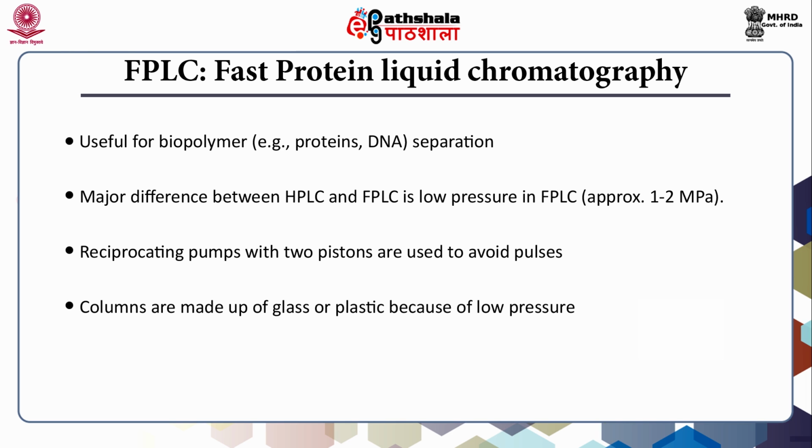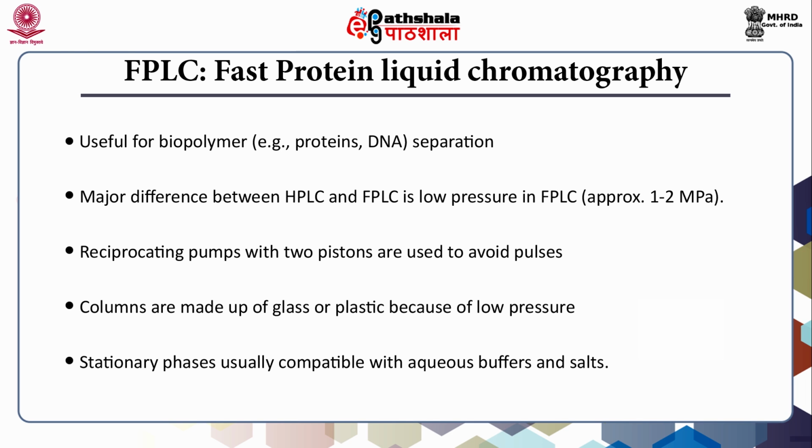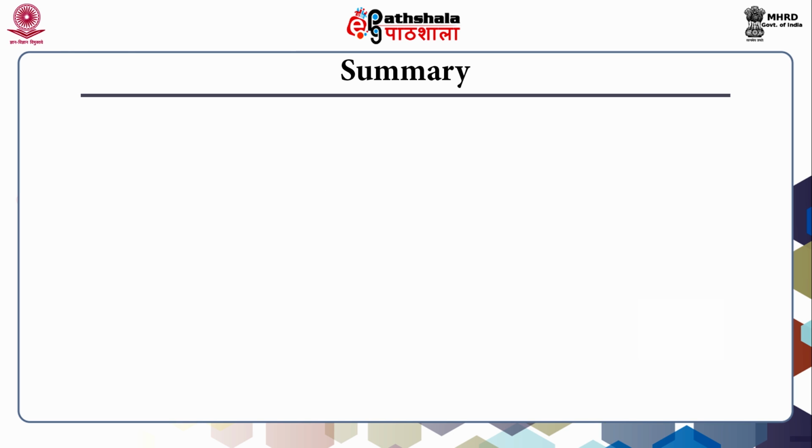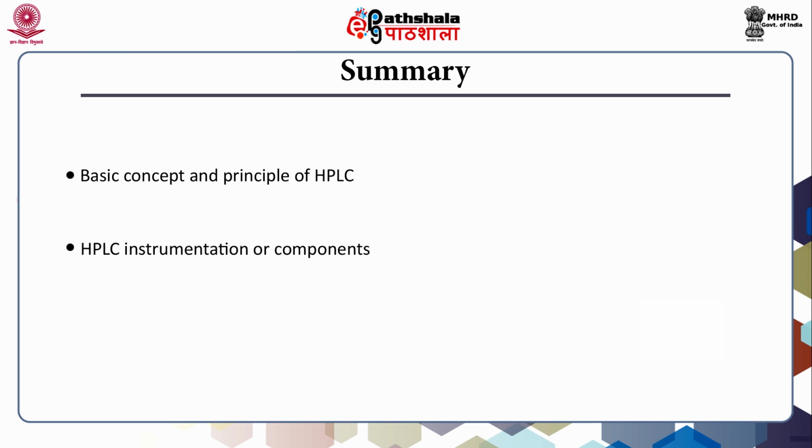The columns in the case of FPLC are made of glass or plastic because of the low pressure, because we do not need a higher pressure. So, we do not need any steel columns in FPLC. We can use glass or plastic columns, and the stationary phases are usually compatible with aqueous buffers and salts, because we are going to purify the biopolymers in active form, and usually biopolymers are in an active state in aqueous buffers.